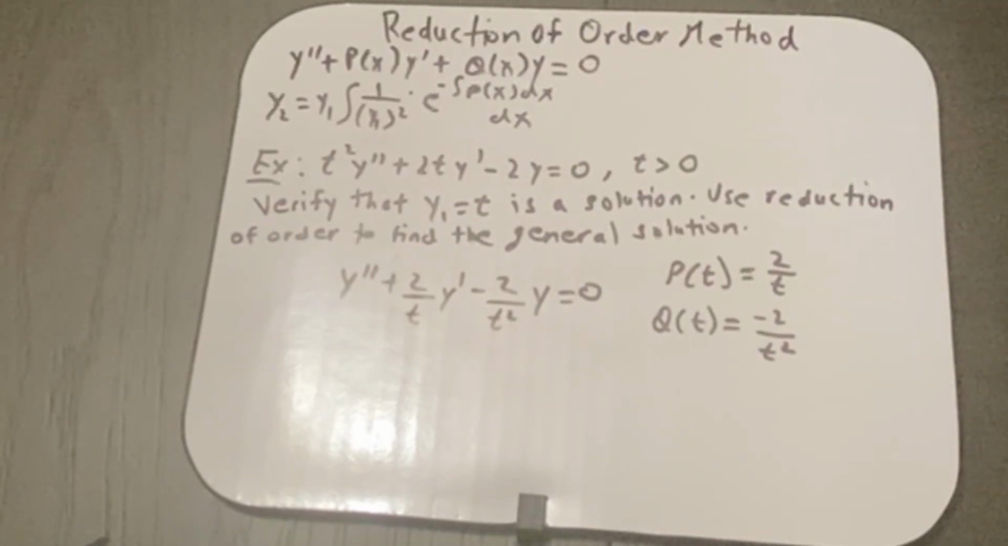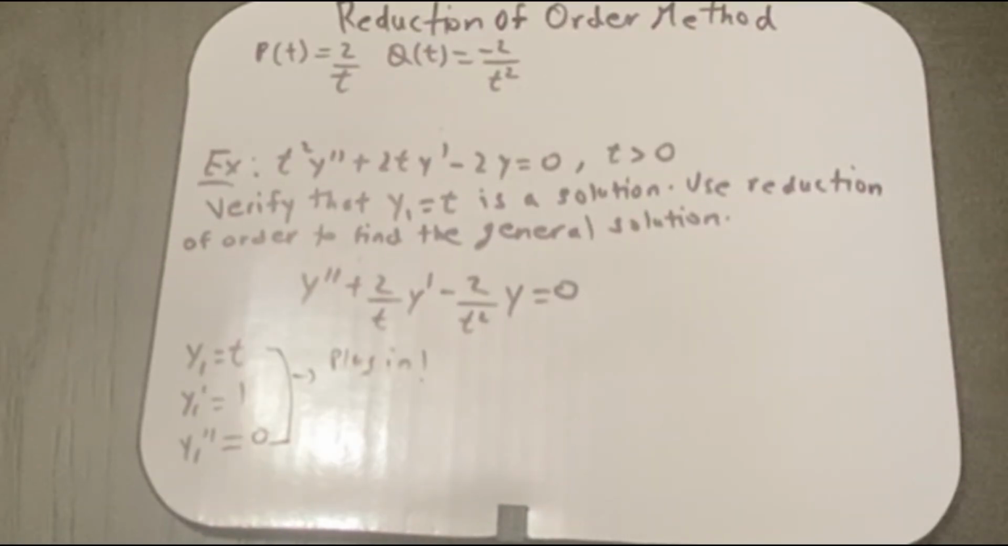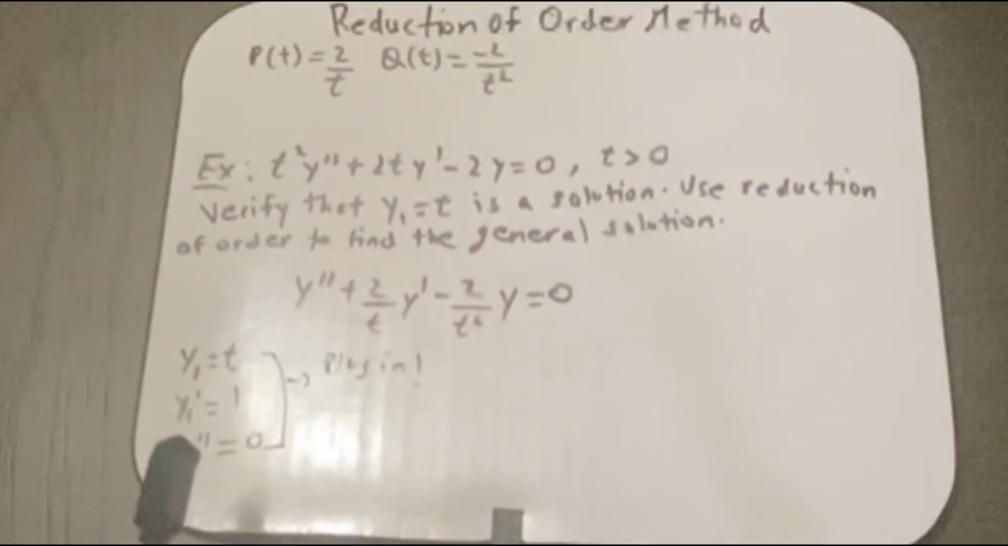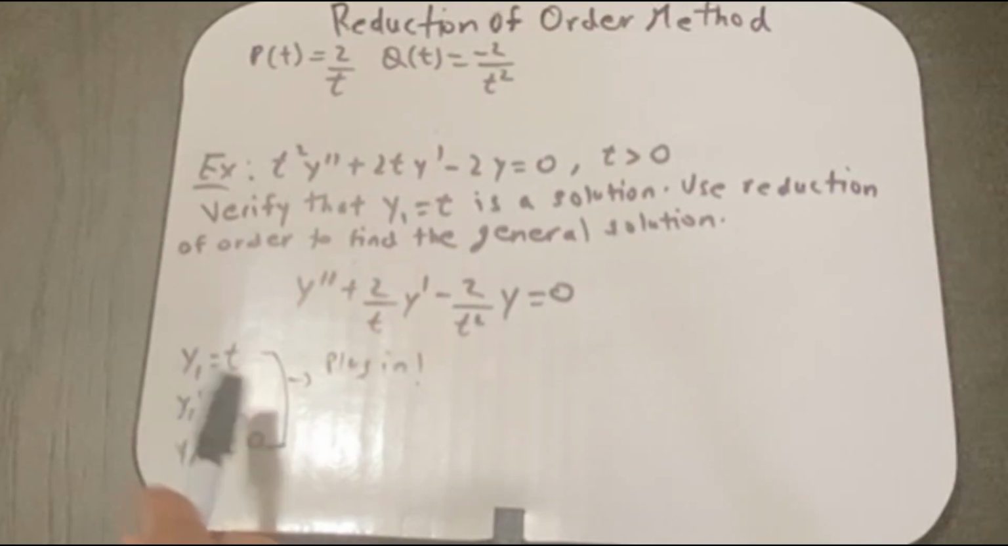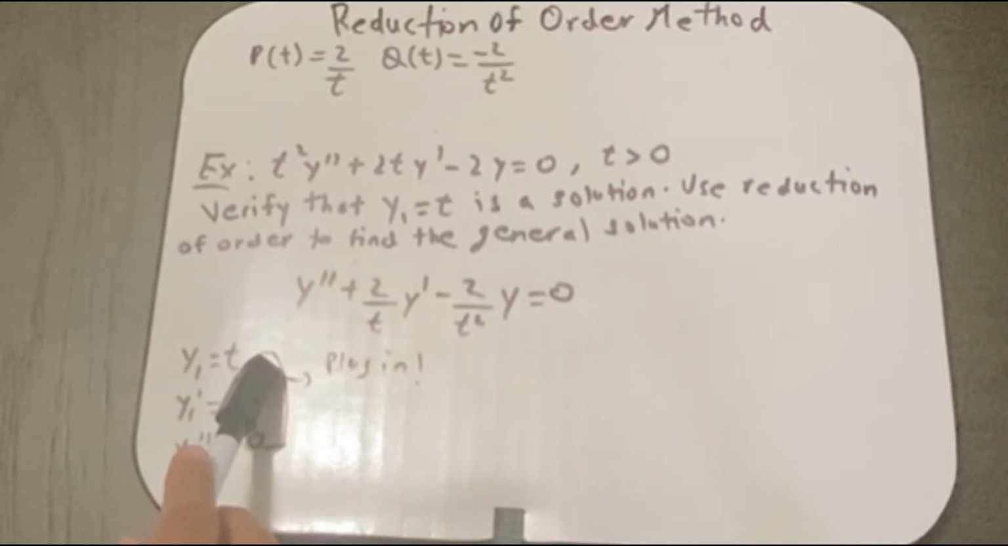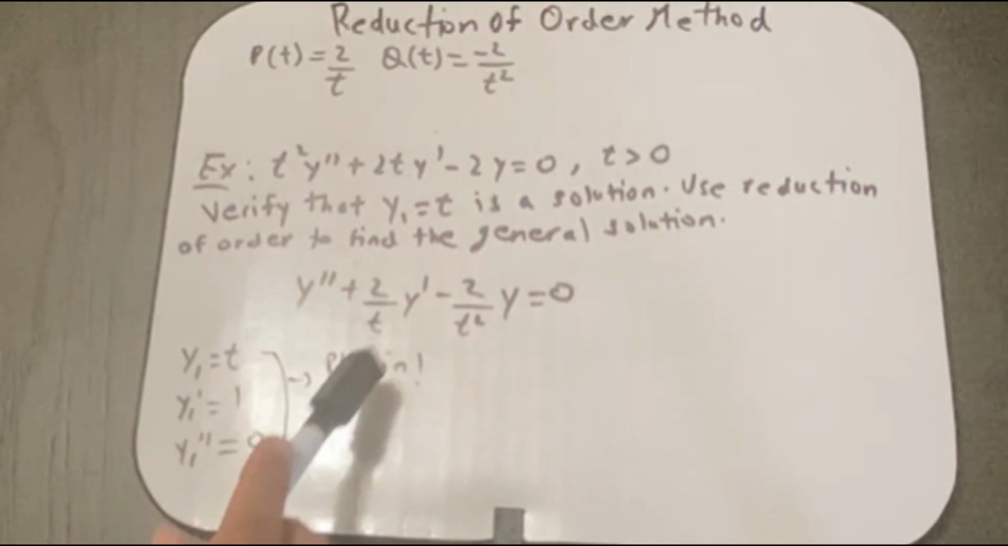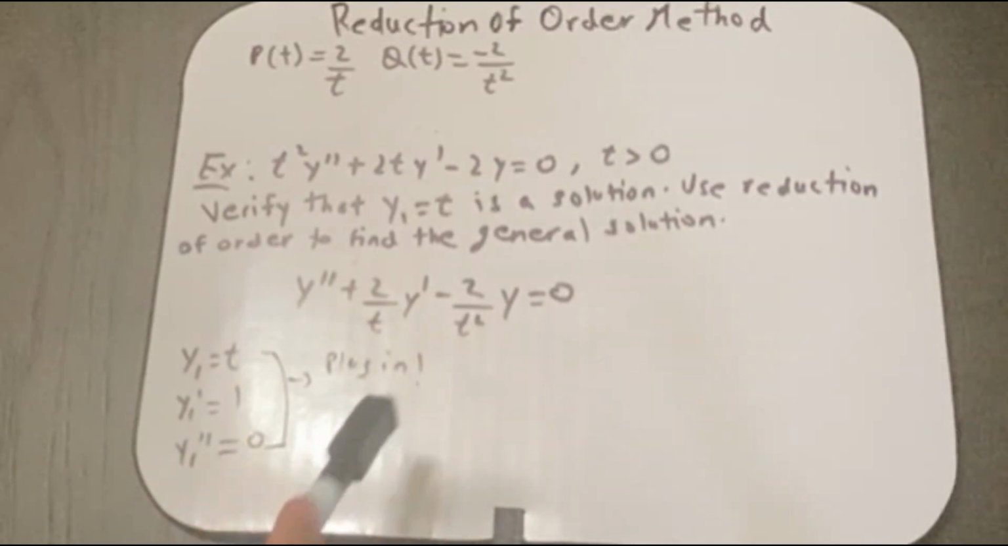Our first part was verifying that y1 is equal to t is a solution to this equation. For this, we simply plug in y1 is equal to t and its two derivatives. So we have y1 equals t, our derivative y1 prime is equal to 1, and y1 double prime is equal to 0. We have our solution t and its two derivatives. Now we just plug it into this equation right here, and we just have to check whether it indeed equals 0.